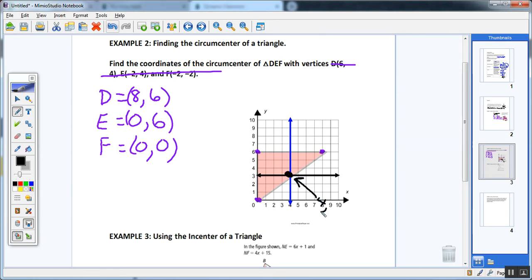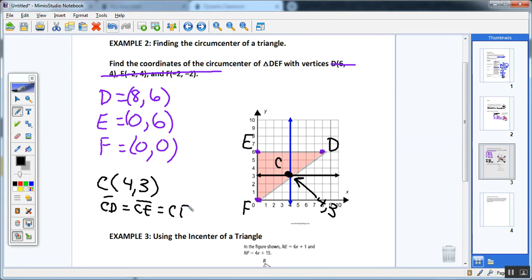What point is this, kids, inside that triangle? 4 comma what? Okay, it means the distance then from here to... I don't know what my points were. This was D, this was E, and this was F. What this implies right here, if I call my circumcenter C, well, first of all, the circumcenter C is going to be at what point then? 4 comma 3, right? That implies to me this, kids. It implies that the distance from C to D is the same as the distance from C to E, which is the same as the distance from C to F.